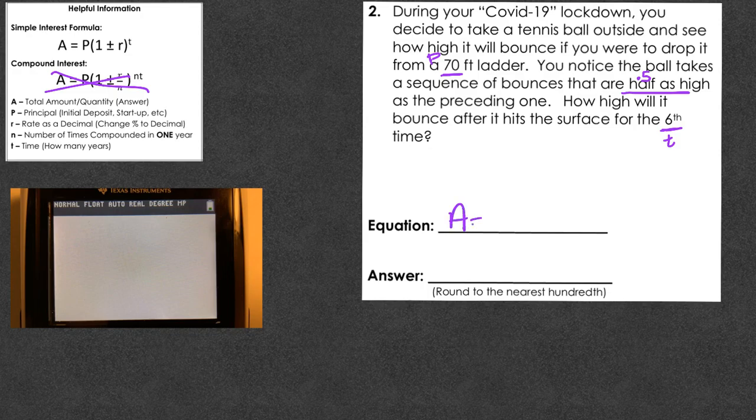We have A equals. Our P was 70 for our initial height. Open parentheses 1. Again, on this one, let's talk about whether or not we need to use plus or minus. If something's bouncing, we want to see that it's going to bounce half as high as it did previously. That means our height is going down. It's decreasing. So we're going to use minus this time. And then we're going to have our rate of 0.5. Close parentheses, and then our time we indicated was 6 as our exponent. Again, I'm going to go ahead and let you see what it looks like when we type it in the calculator.